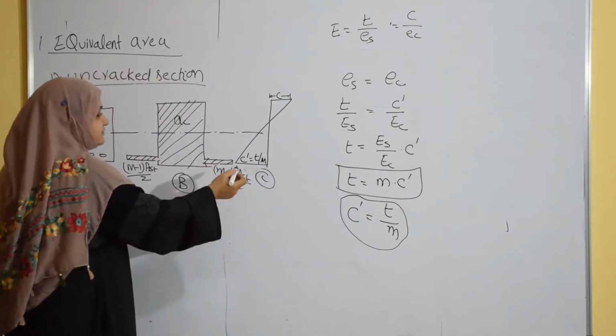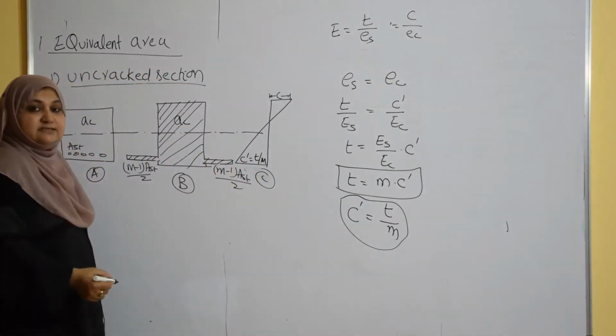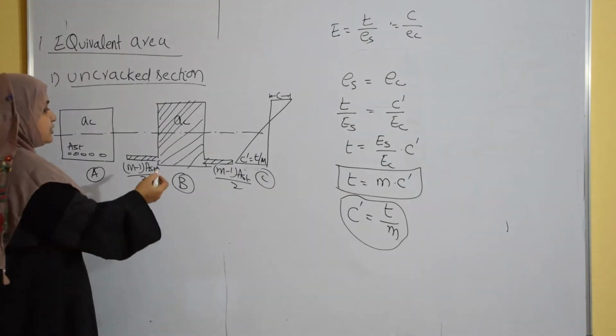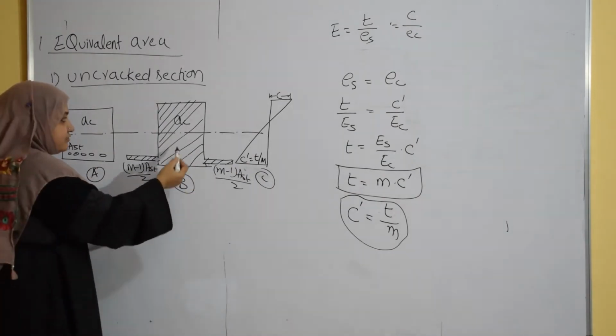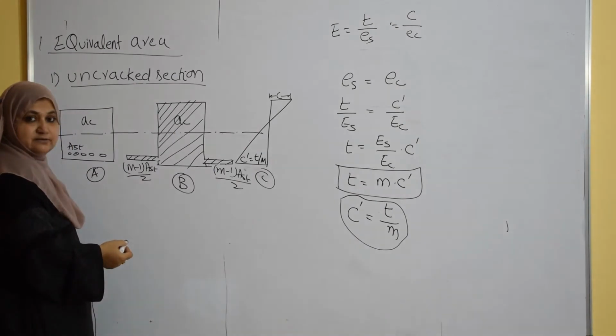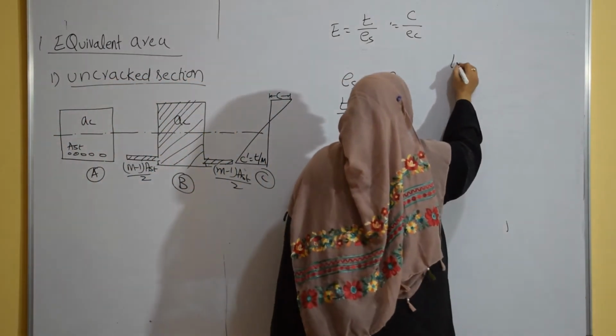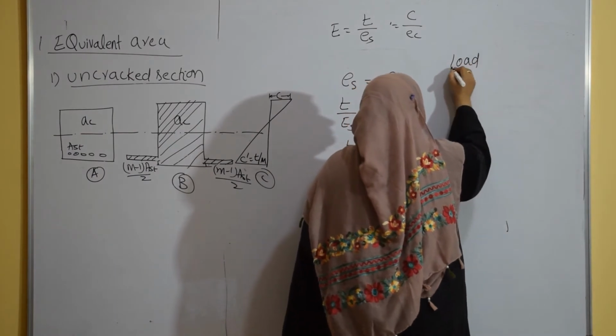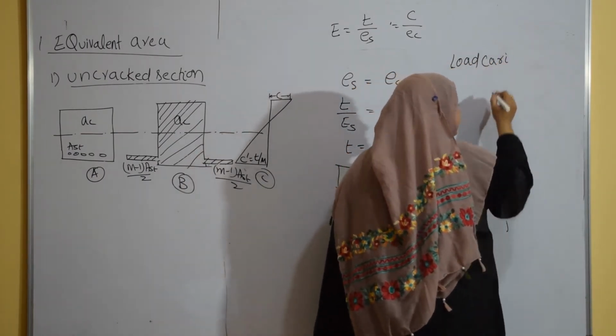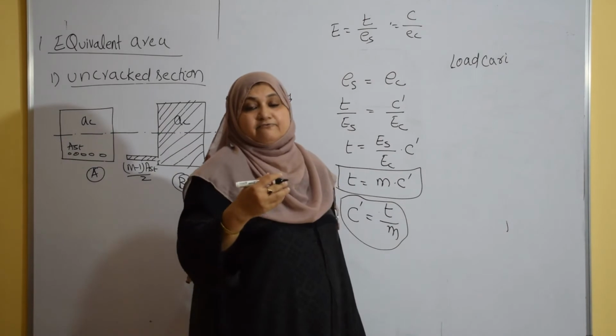Now you can see this figure. This figure represents the stress distribution of an equivalent area. This is the equivalent area of concrete. So now again we will develop a relationship using load carried, because we are replacing steel with concrete.